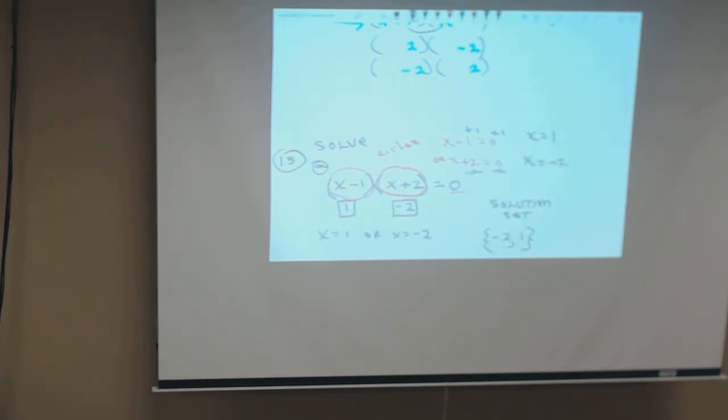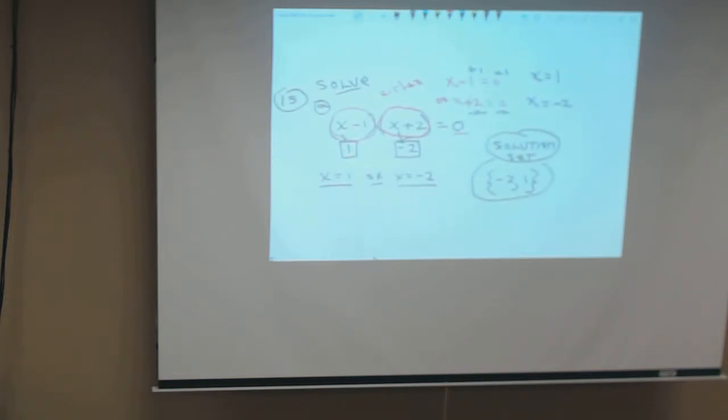Or the other way to look at it is, what would turn this into 0 if x was 1? What would turn this into 0 if x was negative 2? You see, there's a couple of ways to look at it to figure out how to make sense of it in your head. So the answer, when it says solve, the answer would be x is 1 or x is negative 2. But if it said give the solution set, then you would put it in braces with the set negative 2 and 1.